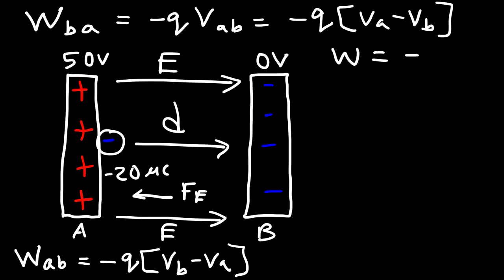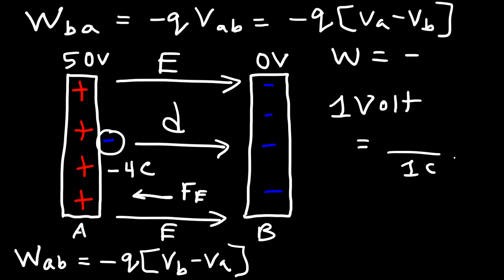And you know what? Let's change the charge. Instead of using micro, let's use a nice whole number. Let's say negative 4 coulombs. Now, if you recall, whenever a charge moves through, let's say, a potential difference of 1 volt, a 1 coulomb charge will have 1 joule of work done on it. It could be positive or negative, but it's going to be 1 joule of work.